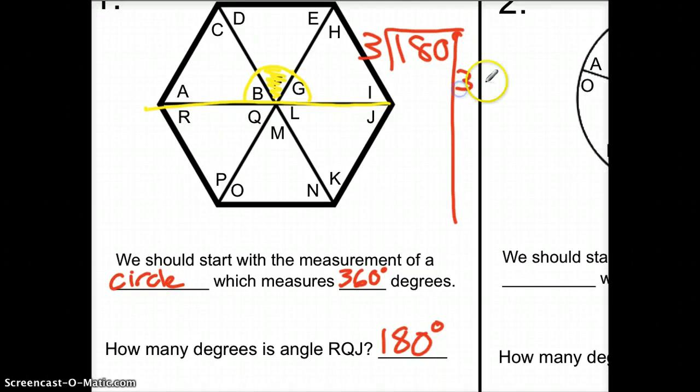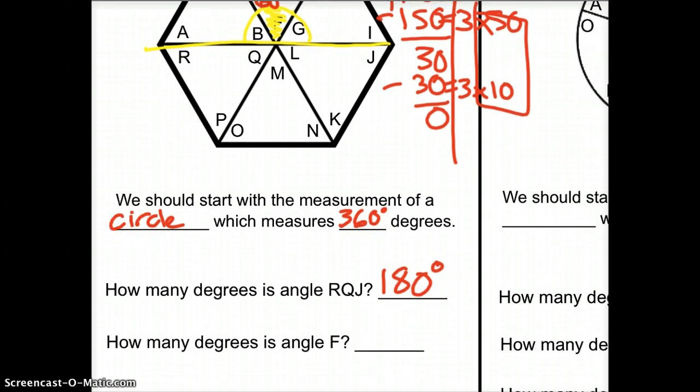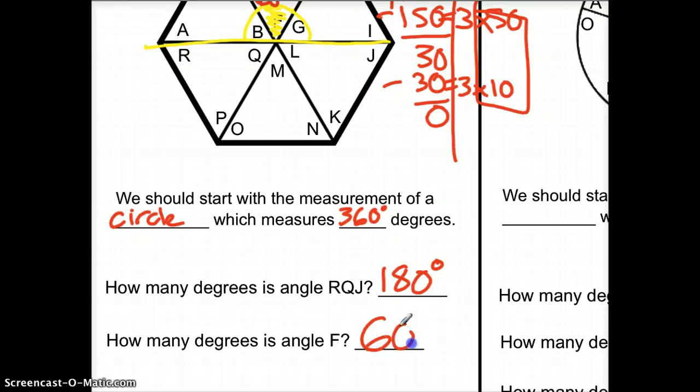So I'll do 3 times 50 equals 150. That gives me 30. And now we'll do 3 times 10, which equals 30. I have no remainder, and my answer is 60 degrees for this angle right here. So that means that angle F is 60 degrees.